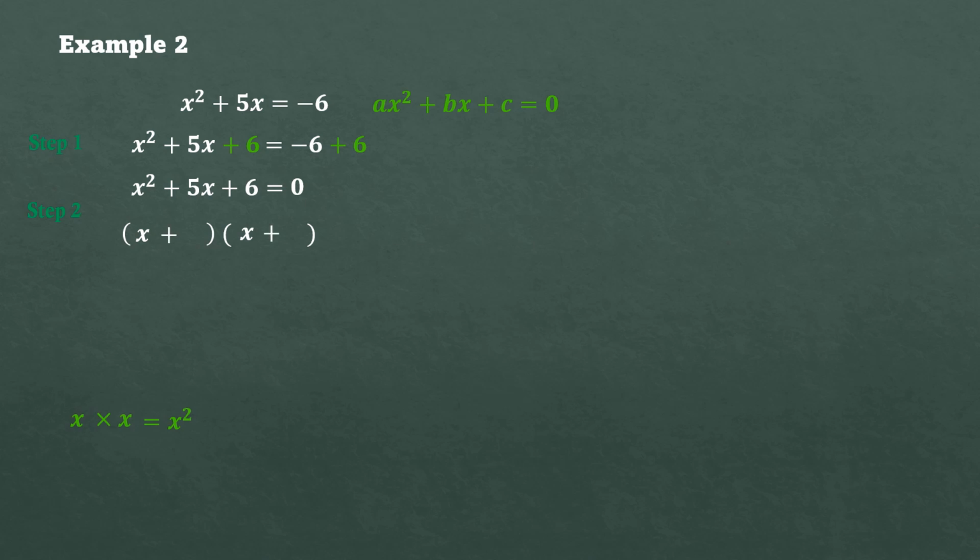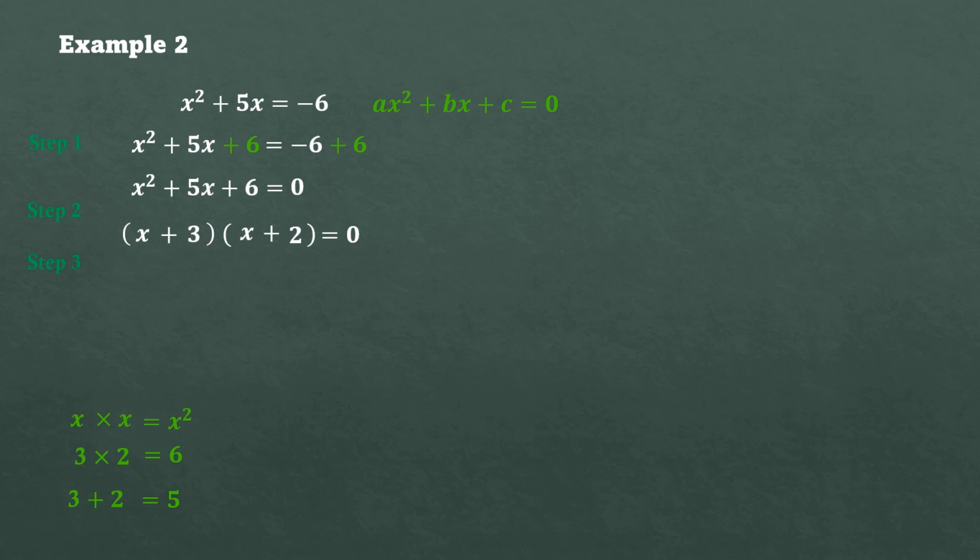Let us now move on to what numbers will fit the equation. To find the appropriate numbers, think of two numbers whose product is equal to 6 and whose sum is equal to 5. The two numbers are 3 and 2. When you multiply, 3 times 2 is equal to 6. And when you add, 3 plus 2 is equal to 5. Therefore, the two numbers are 3 and 2. Now, the factors of the given quadratic equation are x plus 3 times x plus 2 is equal to 0.